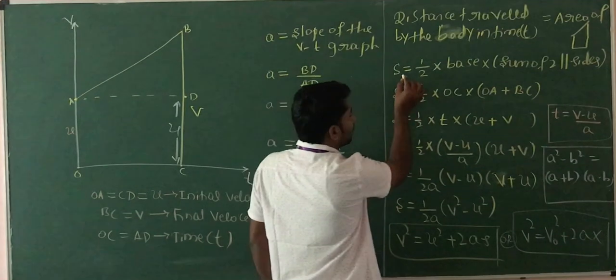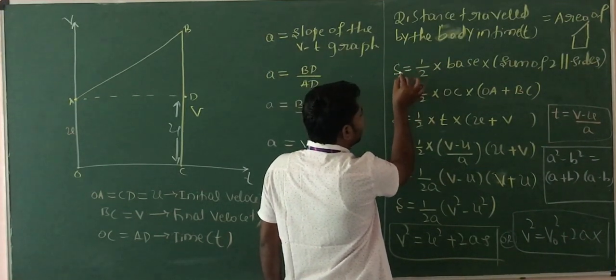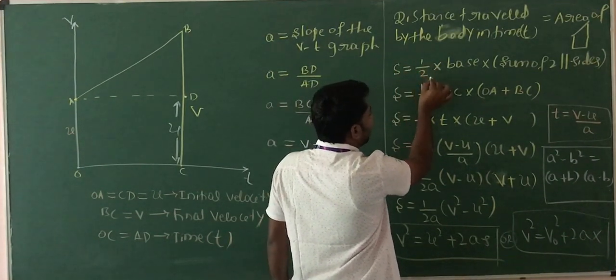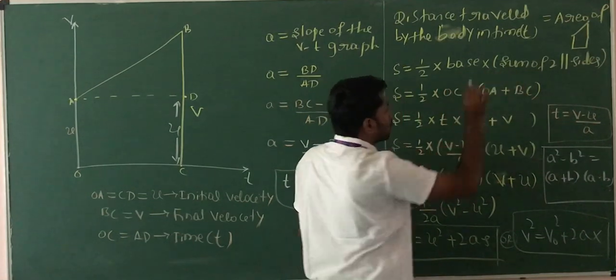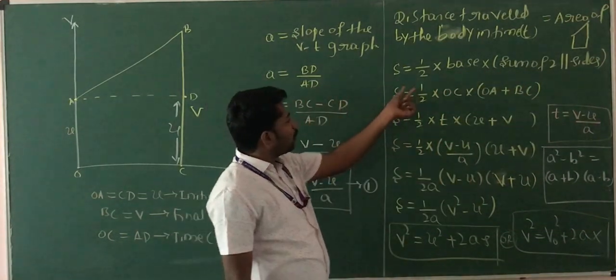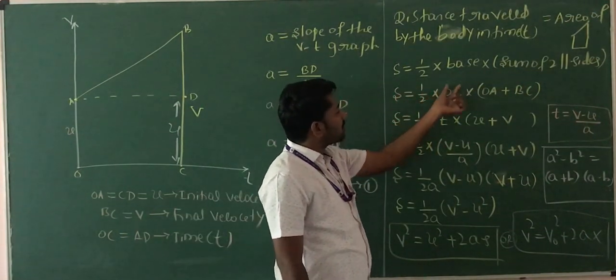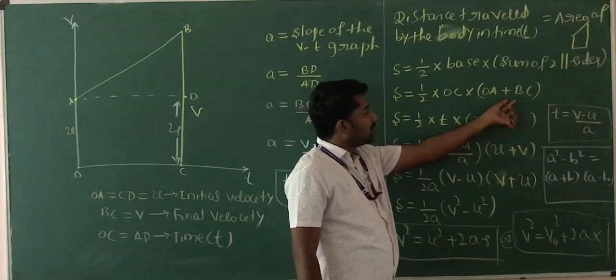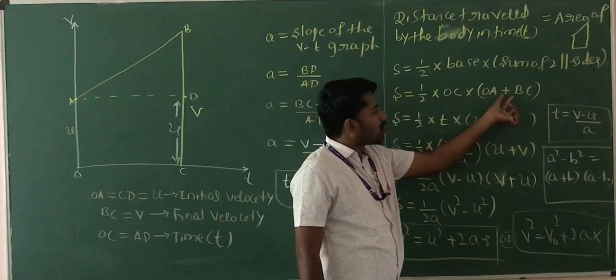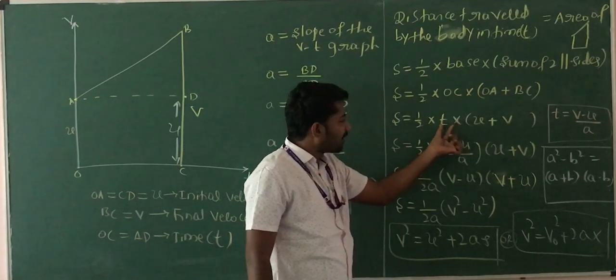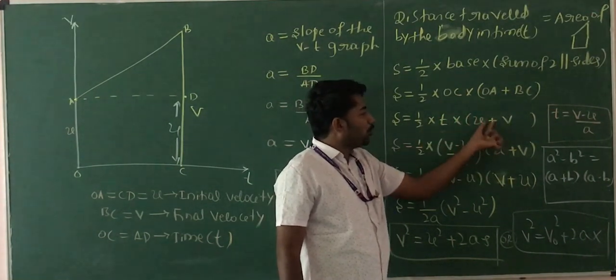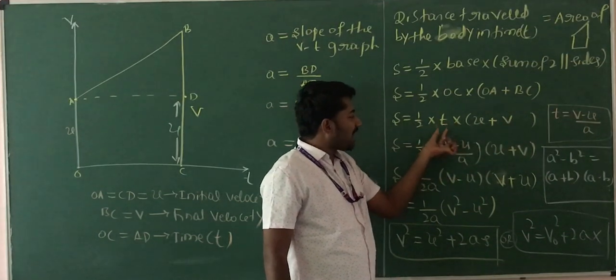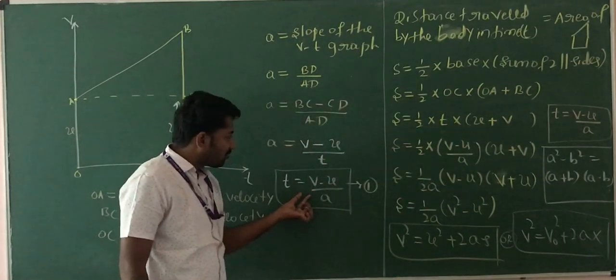Using this formula, the distance traveled by the body in time t: s is equal to 1 by 2 into base into the sum of two parallel sides. The base is OC and the parallel sides are OA plus BC. Substitute the base value and the sum of the two parallel sides. The base value is time t and the parallel sides sum is u plus v. Now substitute the time value in this equation.